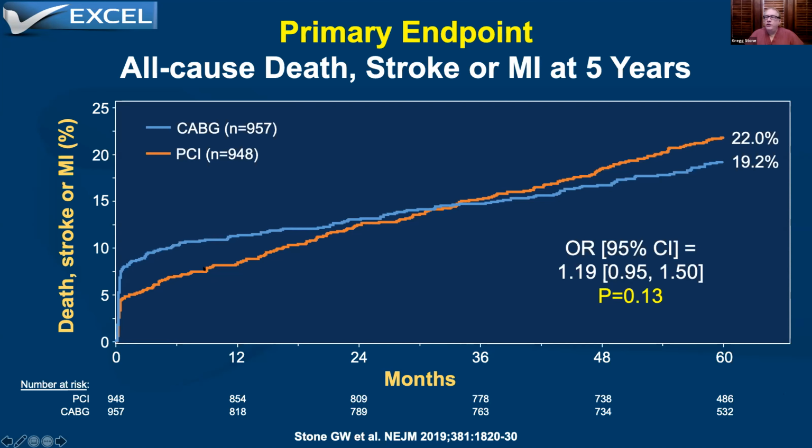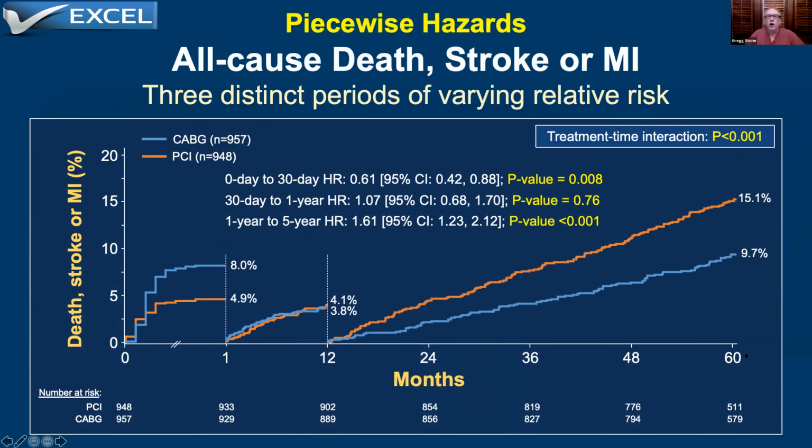So how do you interpret data when there are crossing curves? This is what we call non-proportional hazards. There's a period where clearly PCI patients do better and another period where CABG patients do better. Well, the first thing we can do is do what's called a piecewise analysis, and we can look for within the data when the proportional hazards are actually met. And you can actually see there were 3 different periods.